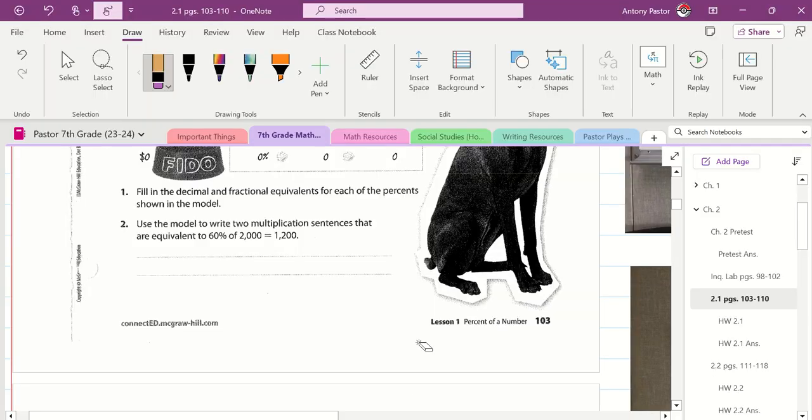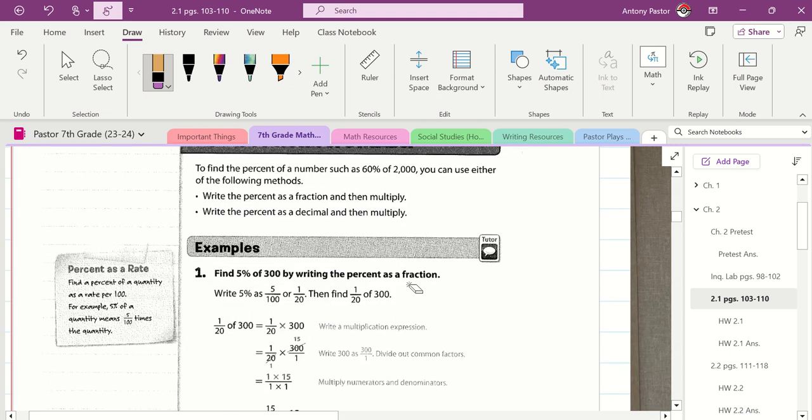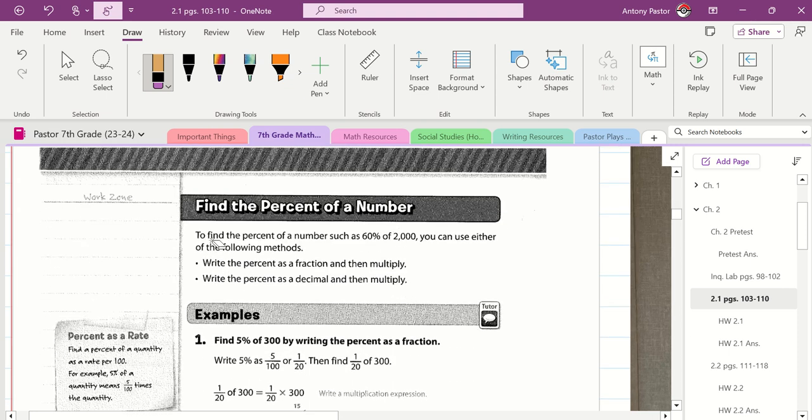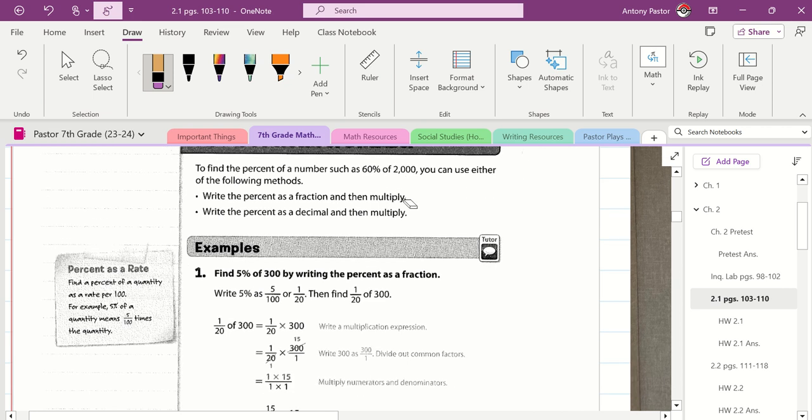And that's pretty much the entire lesson, but we're going to keep going with this. Find the percent of a number. To find the percent of a number such as 60% of 2,000, you can either use one of the following methods, right? The percent is a fraction, then multiply. The percent is a decimal, then multiply. Either way is fine, whatever makes it easier for you. Just remember you have to show your steps.